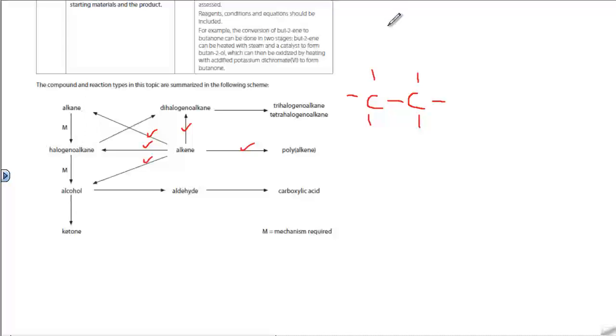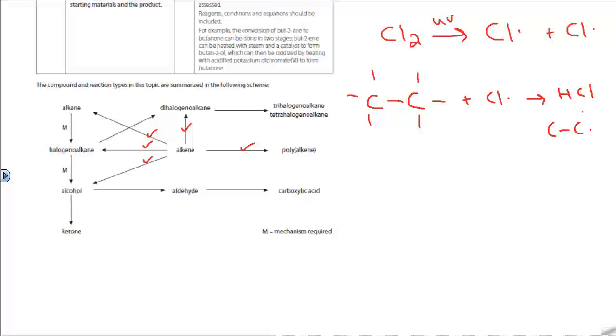Remember, it is possible to form a halogenoalkane by homolytically cleaving chlorine using ultraviolet light. And this is a free radical, which can react with this compound, producing hydrochloric acid and leaving behind a free radical in its place. Remember, that's a substitution reaction, and this is a chain propagating step. Remember, this is the initiation step.